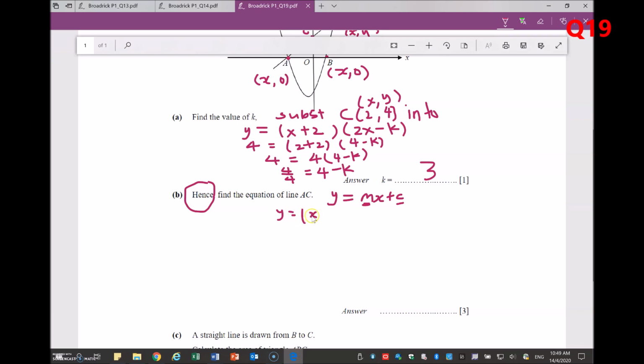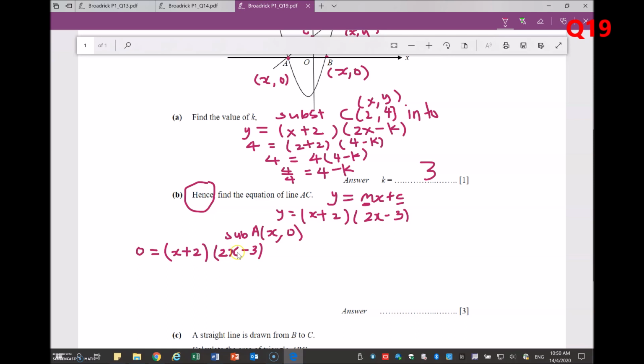y equals to x plus 2 times 2x minus k, and k is 3. So I have 2x minus 3. Now I'm going to substitute A, which is x, 0, into the equation. So x plus 2 times 2 times x minus 3.